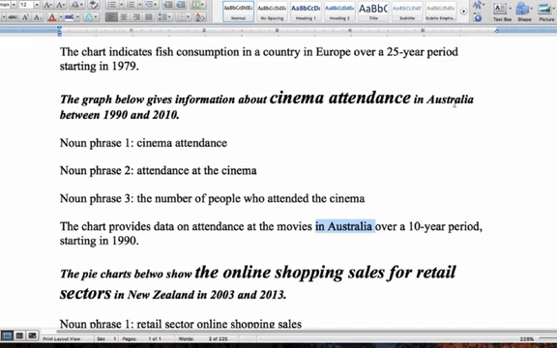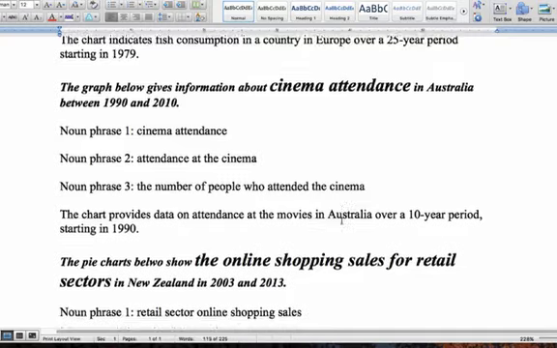And then this we can't paraphrase, but remember some countries you can, particularly the UK. If they say the UK, then you write Great Britain. If they say Great Britain, you write the UK. Or the United Kingdom is better. But Australia, you can't paraphrase.